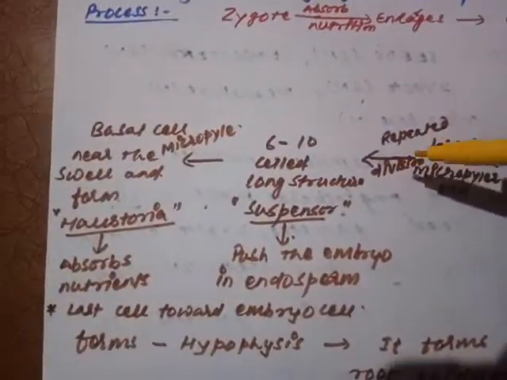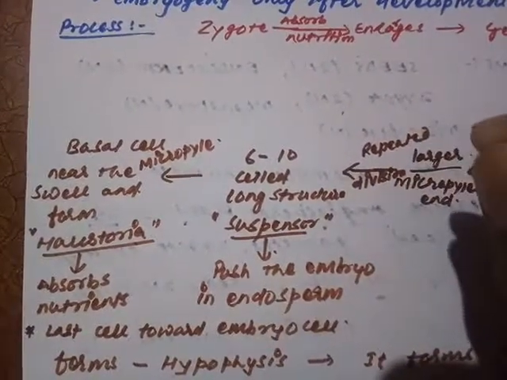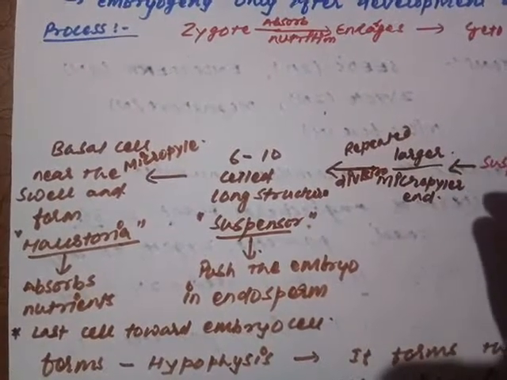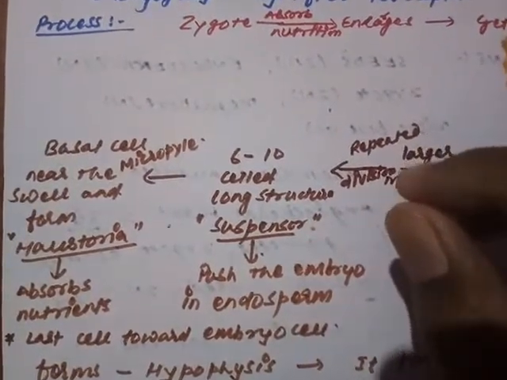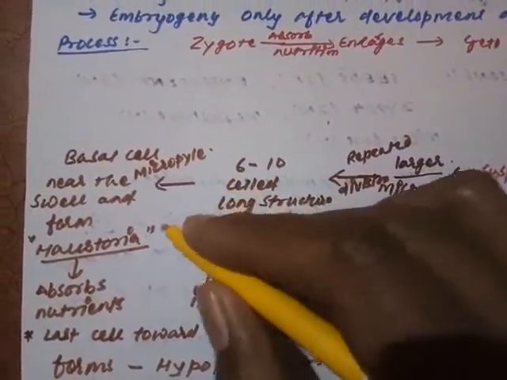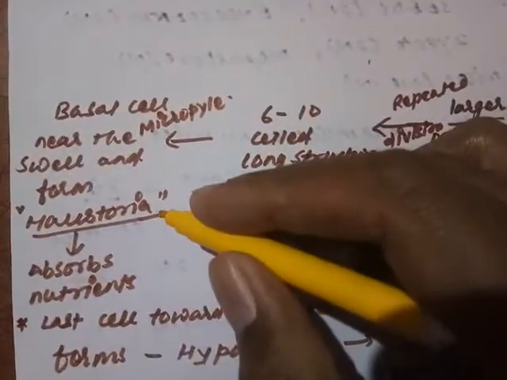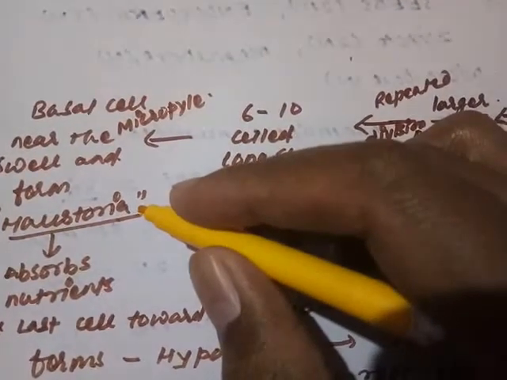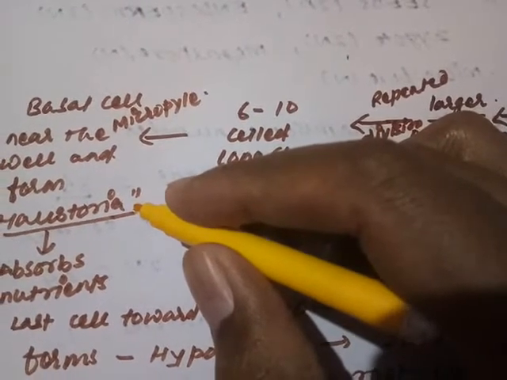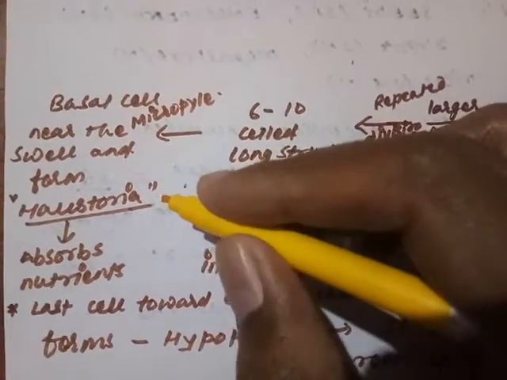Now what happened? The last cell of the suspensor, the terminal cell lying at the micropylar end, gets swollen and enlarged in size and forms a specific structure called the haustoria. Are you getting my point? The first basal cell present near the micropylar end gets swollen, enlarged and forms a specific structure called the haustoria.